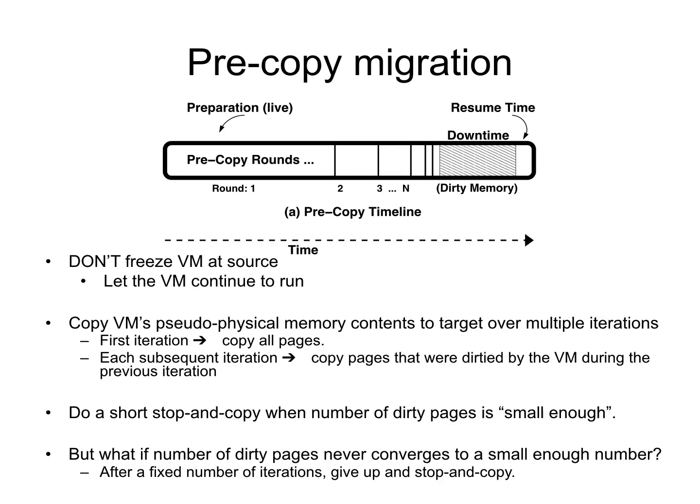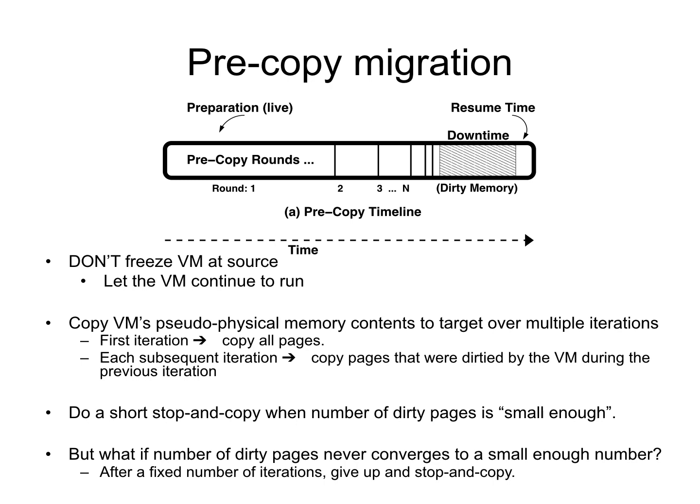So let's first look at the pre-copy migration approach. The idea here is that we're going to copy the memory of the VM from source to destination. While the memory is being copied, we want to keep the VM running at the source. That's why it's called pre-copy. Copy the memory first and then migrate the VM.